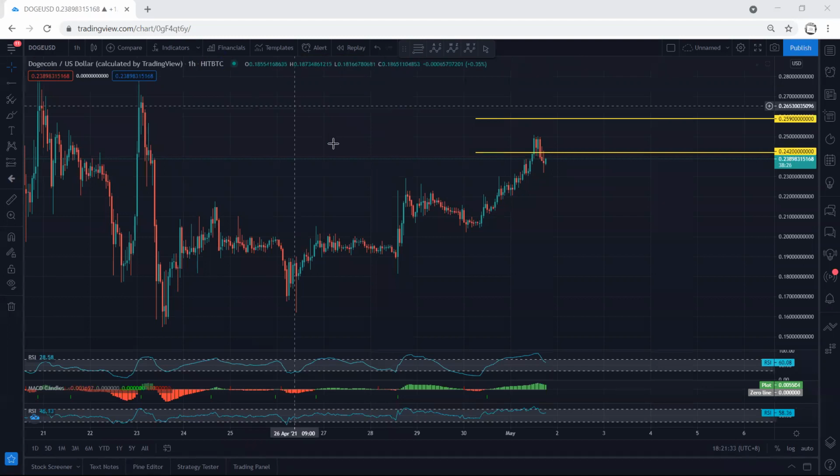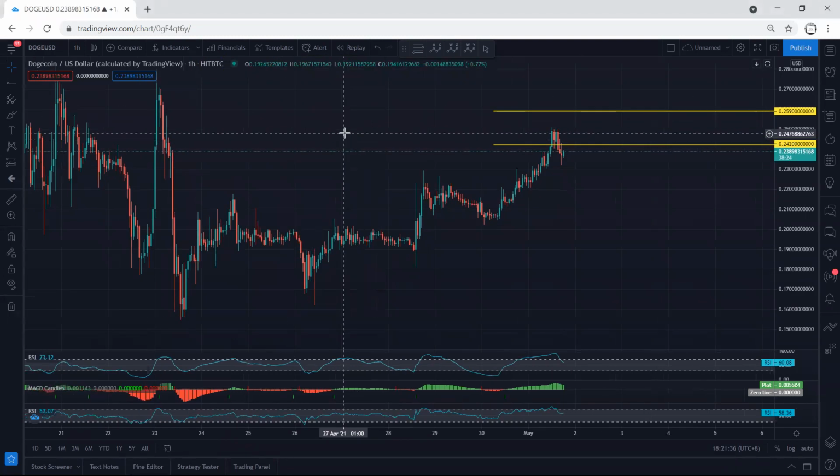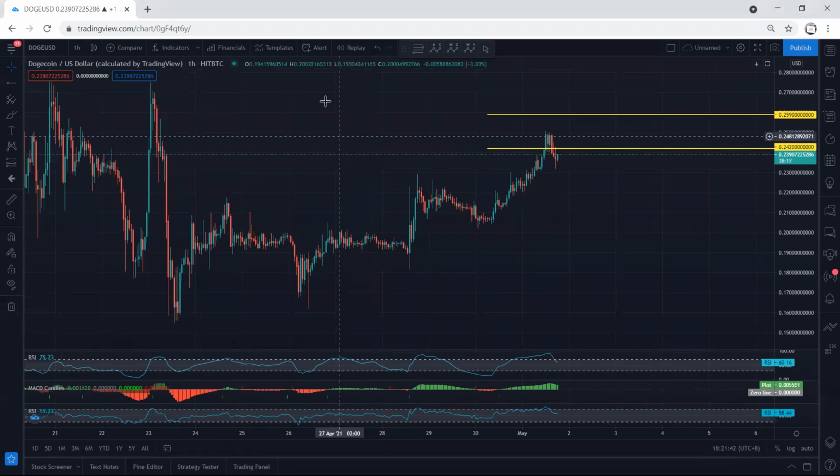Anyway, first we analyze based on HITBTC for those traders who are trading with HITBTC. If we refer to our analysis, we have been looking for buy since the price was within this move, and this is what we get. Our first target was 0.242. As we can see, the price even broke the first target, but it couldn't hit the second target.